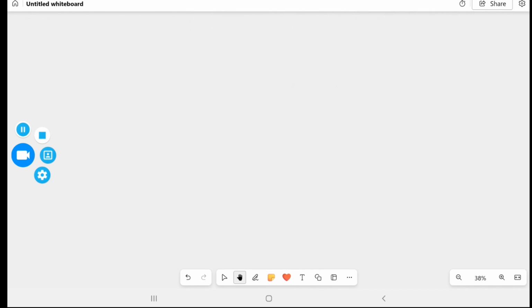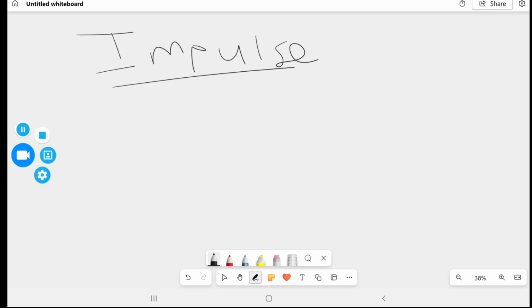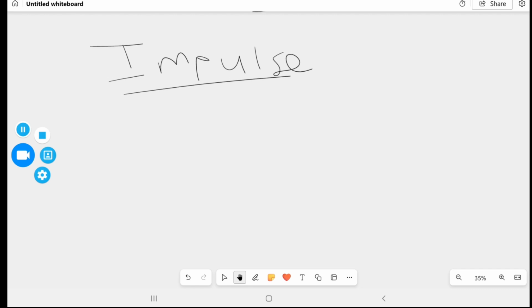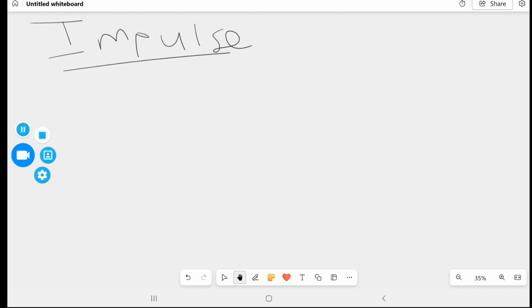So impulse, right? As we did with momentum, we are going to use formulas to introduce impulse. So I stands for impulse. In some topics, I also stands for initial, but here we are going to use I as impulse. Impulse is force multiplied by time.